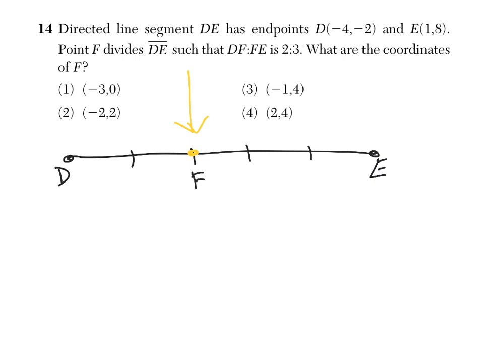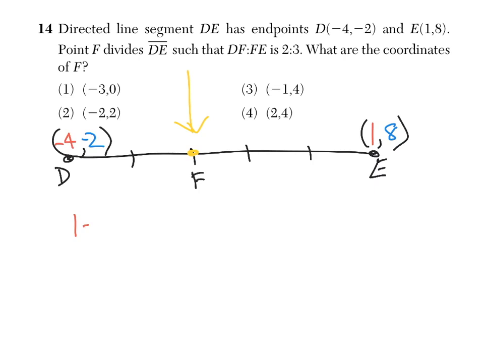What I'm going to do right now is write down the x value for D, which is -4, and the x value for E, which is 1. And I know the y value for D is -2, and the y value for E is 8. All right, so we've got our coordinates. What I want to do is determine how much the x values are increasing by for each unit. So we're going to find out the entire distance from D to E.